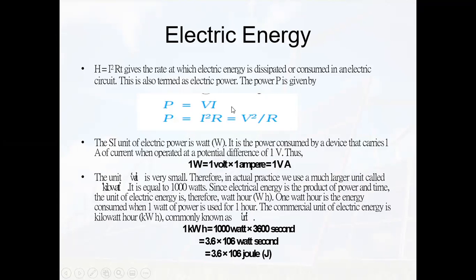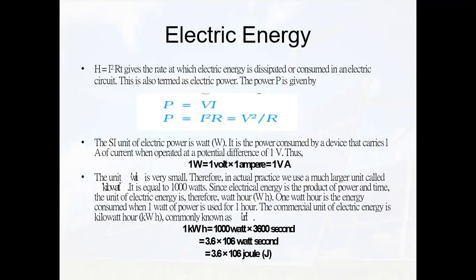So P is equal to VI, P is equal to I squared R, and P is equal to V squared upon R. The SI unit of electric power is the watt. It is the power consumed by a device that carries 1 ampere of current when operated at a potential difference of 1 volt. Thus, 1 watt is equal to 1 volt into 1 ampere. The unit watt is very small, therefore in actual practice we use a much larger unit called the kilowatt. It is equal to 1000 watts.